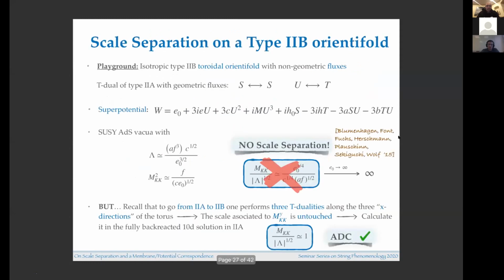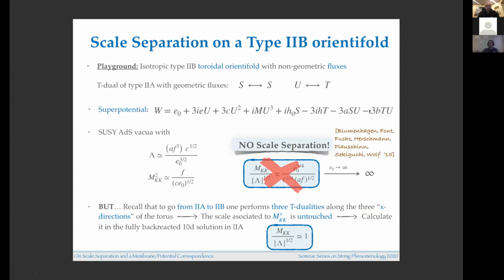Yeah, so the idea is the following. This type 2B model with non-geometric fluxes is dual to a type 2A model in which all fluxes are geometric. The way in which you go from one to the other is, it's not exactly the same model as I was showing before, but it's closely related. So we know the 10D picture, and the way you go from one to another is just by performing three T-dualities in the parent torus, in this toroidal compactification. These three T-dualities go along the three x directions. So basically they change the sizes of the x directions, but they do not touch the y directions.